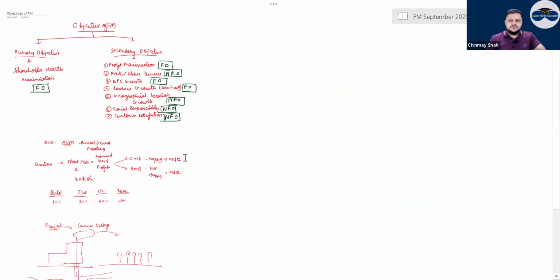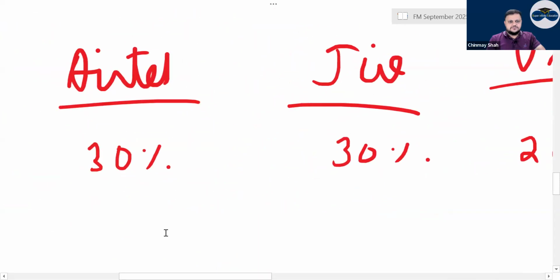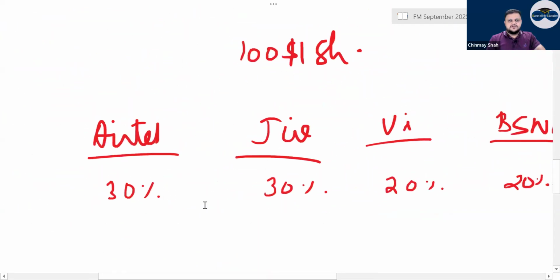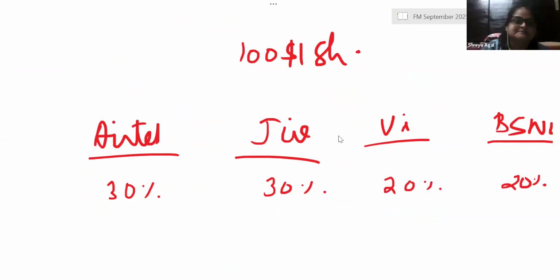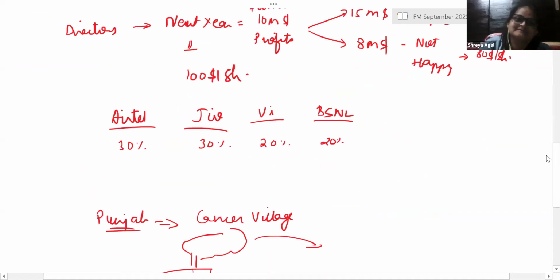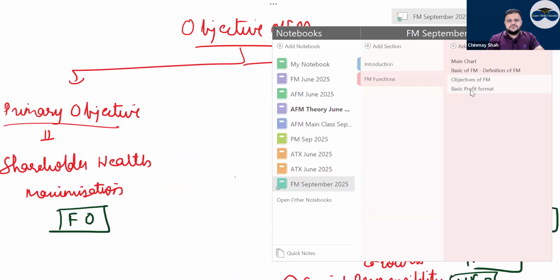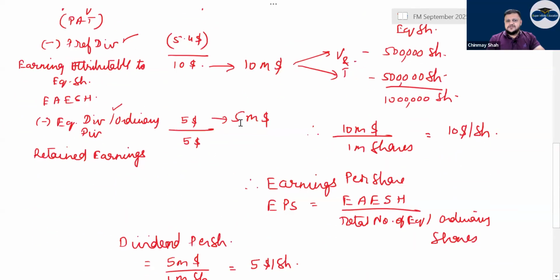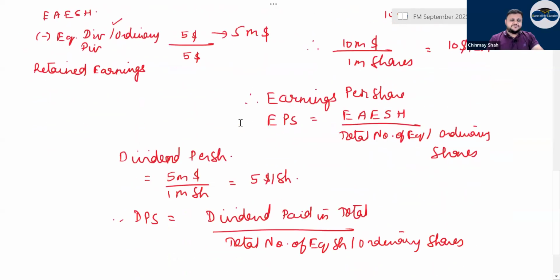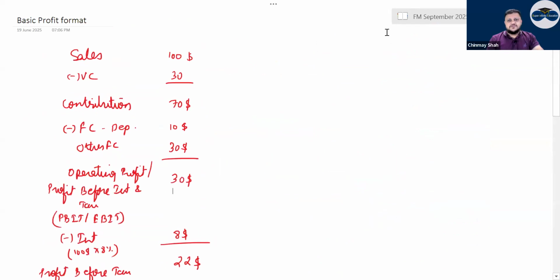Let's go ahead. Are you okay with this? Objective of FM. Basic. Have you written down this also? Basic profit format. Any problem in this profit format? Very important, I'm going to use this n number of times. Correct? Any problem with this? Can I go ahead?